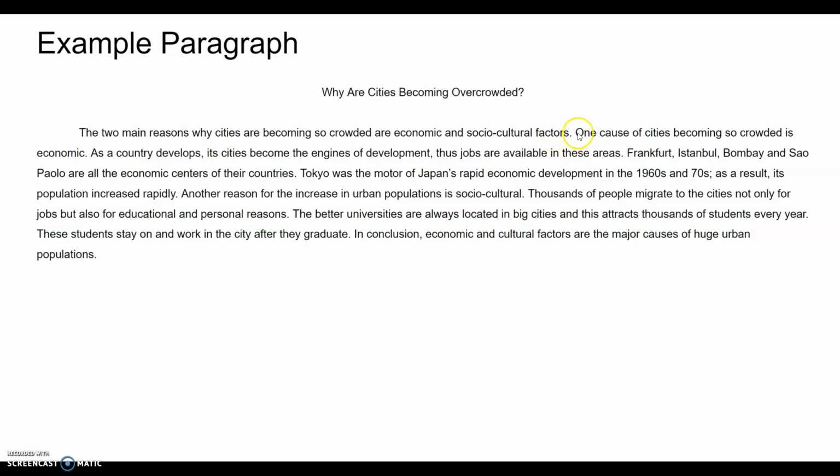The next sentence is from this sentence, one cause of cities becoming so crowded, to this sentence here, these students stay on and work in the city after they graduate. Those are the support sentences. And the last part is the conclusion sentence. In conclusion, economic and cultural factors are the major causes of huge urban populations. So we can see that this is a restatement of the topic sentence.